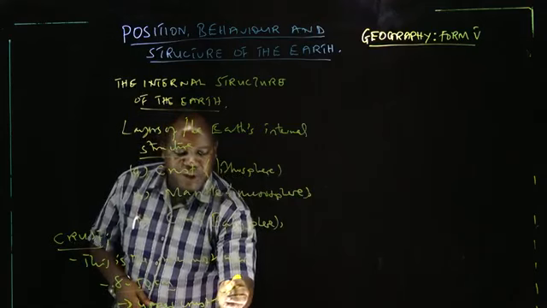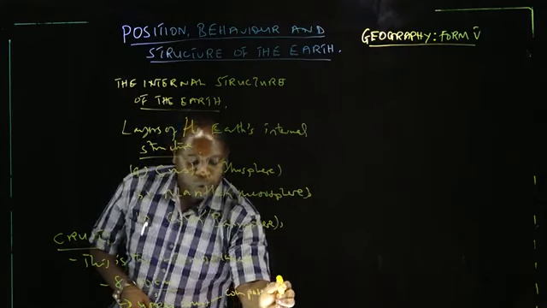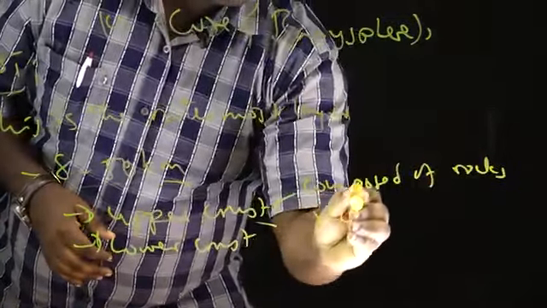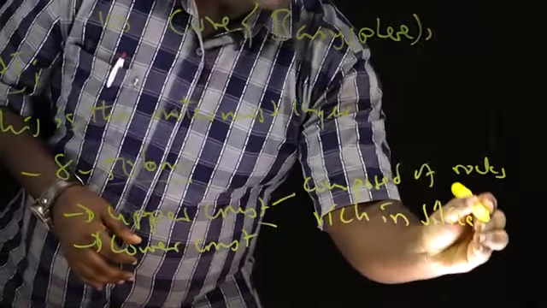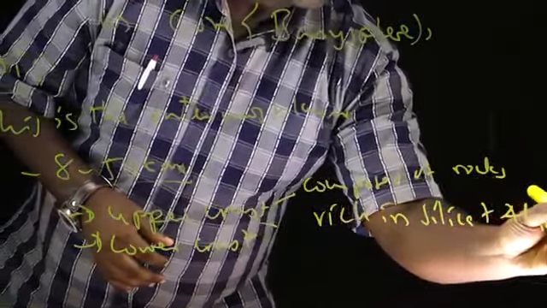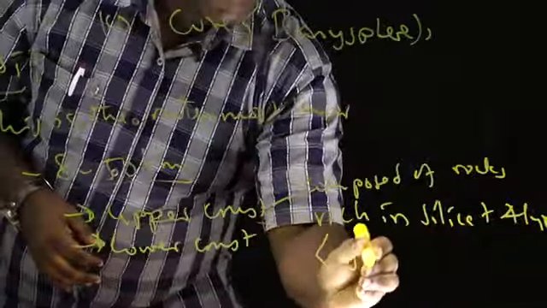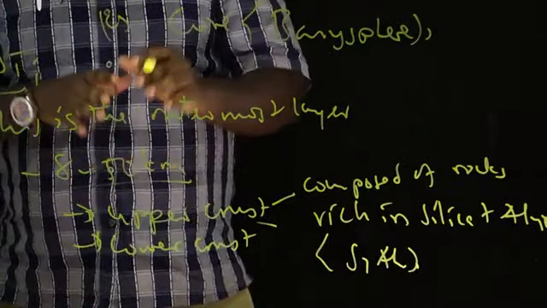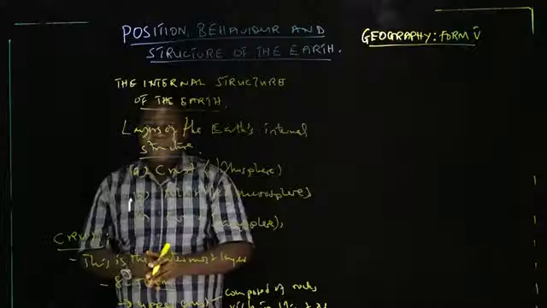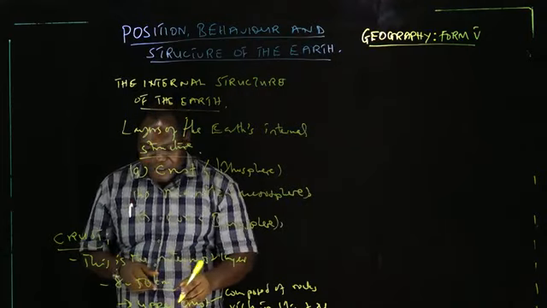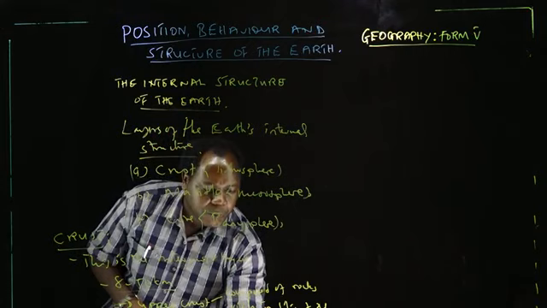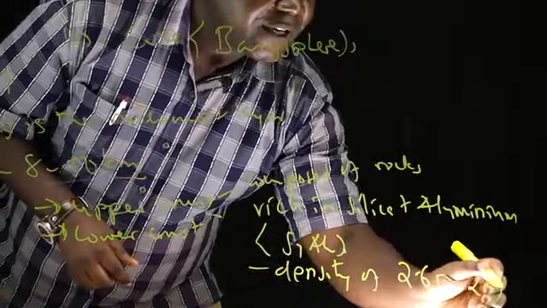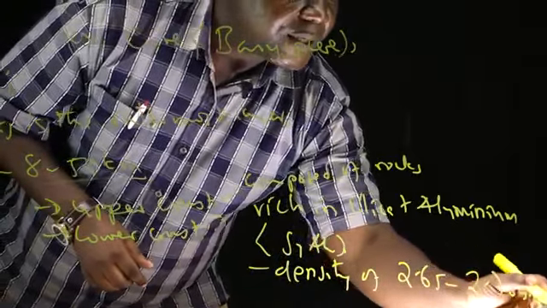What do we mean by the upper crust? This is the layer which is composed of rocks rich in silica and aluminium. In brief, this is made of soil. These are the rocks that make up the continents, silica and aluminium, with a density of 2.65 to 2.70 grams per cc.